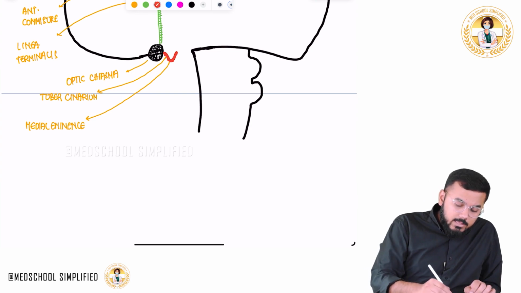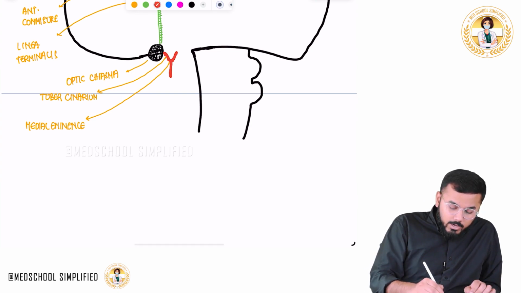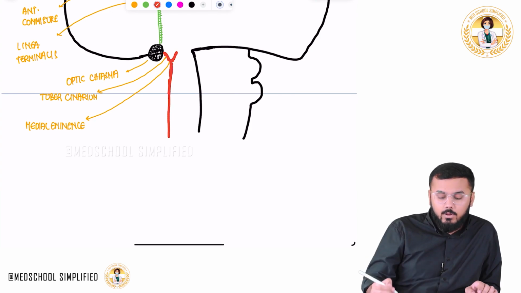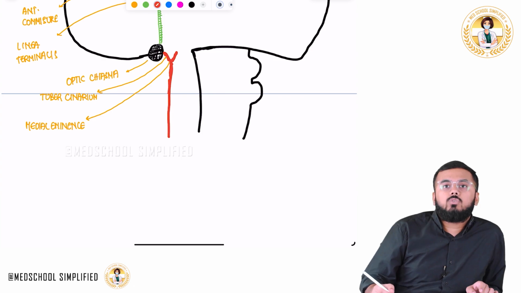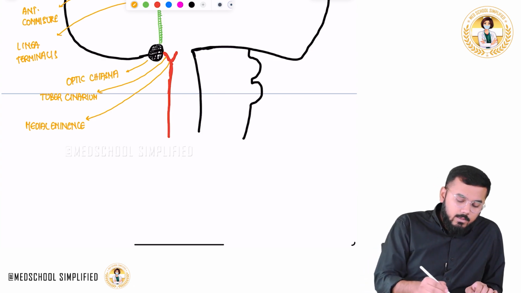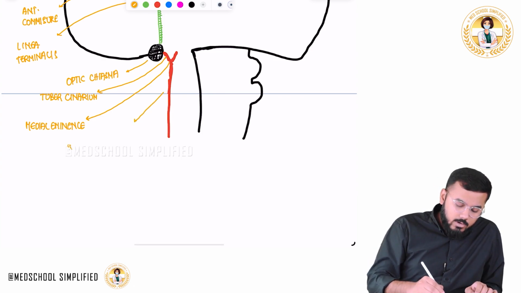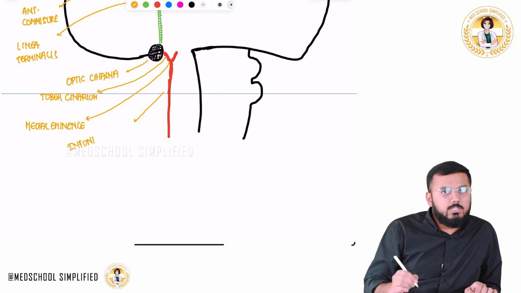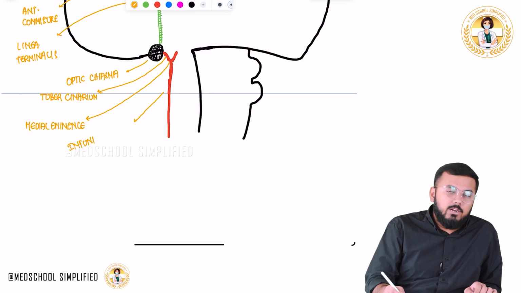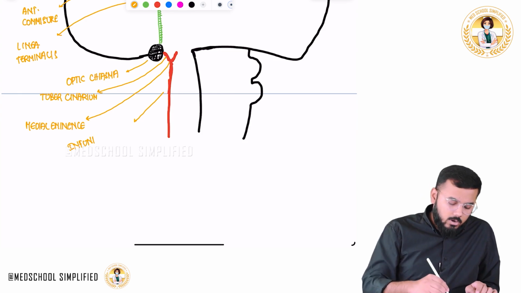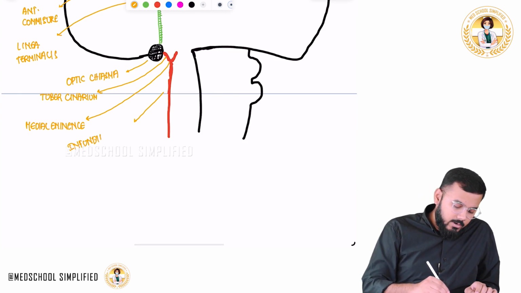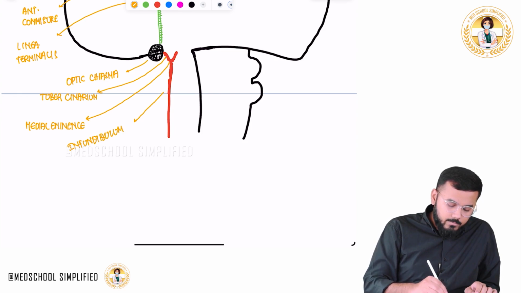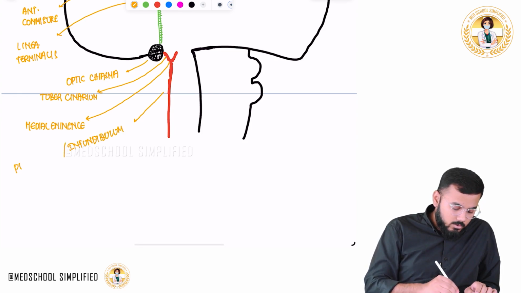Now, just beneath this tuber cinereum, you have another structure that is hanging down like this. This structure is called your infundibulum. I hope you have heard of this infundibulum somewhere. The infundibulum is also called the pituitary stalk.